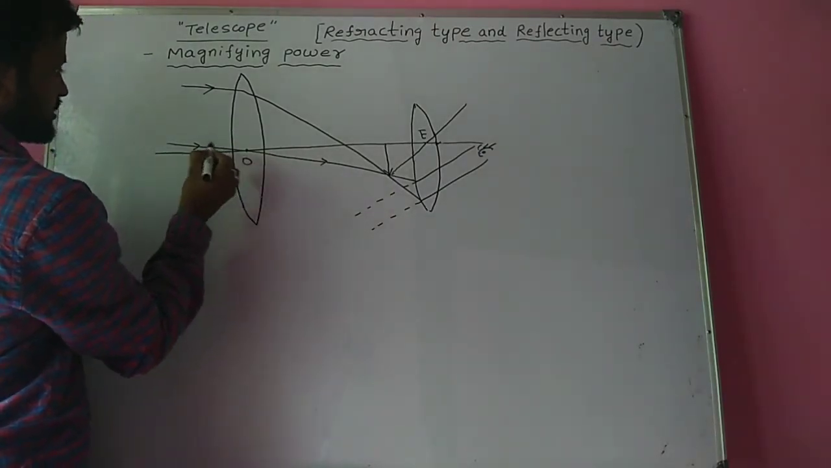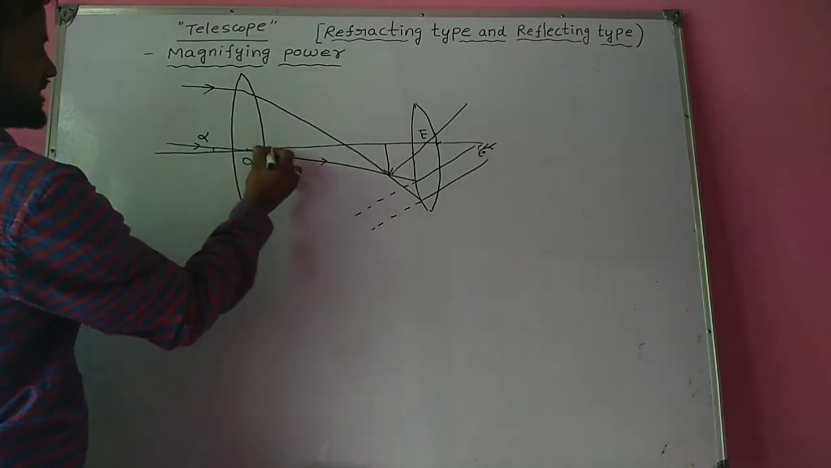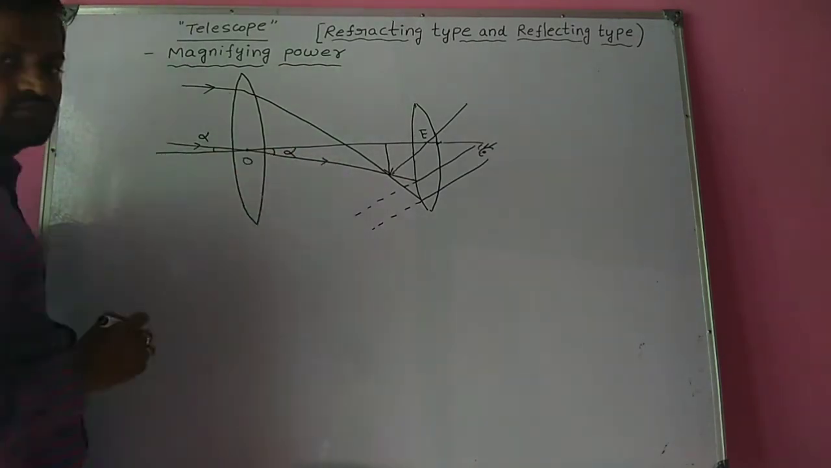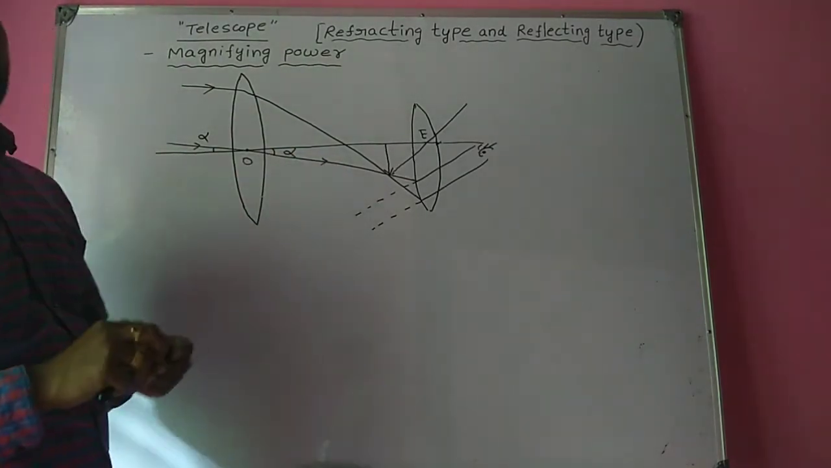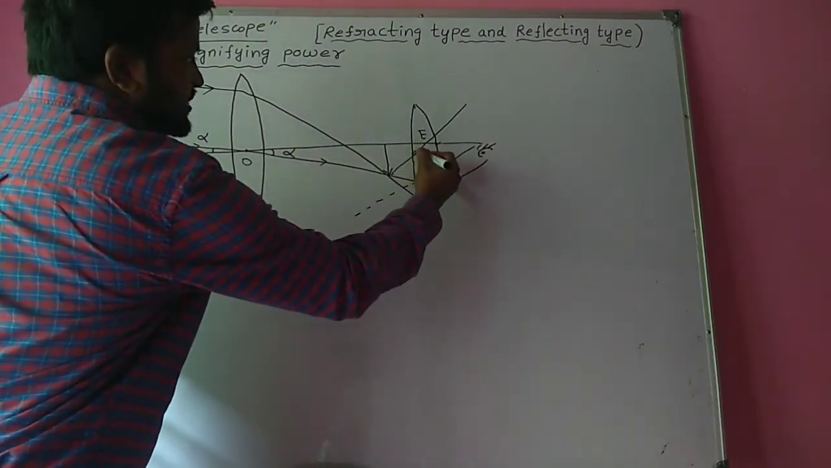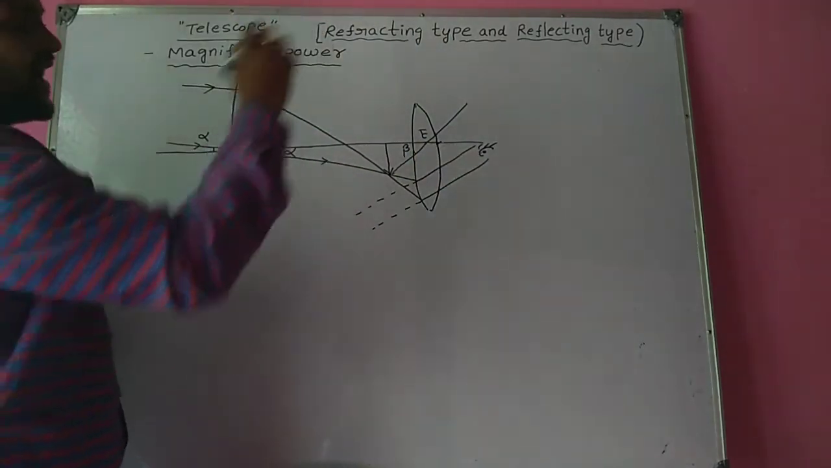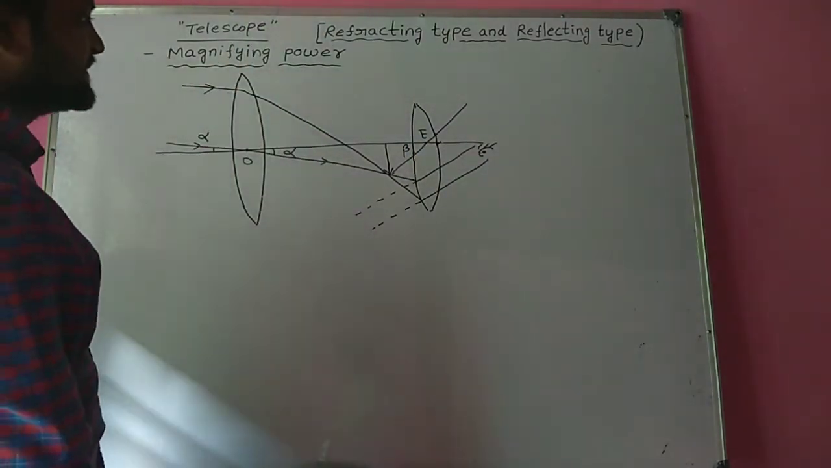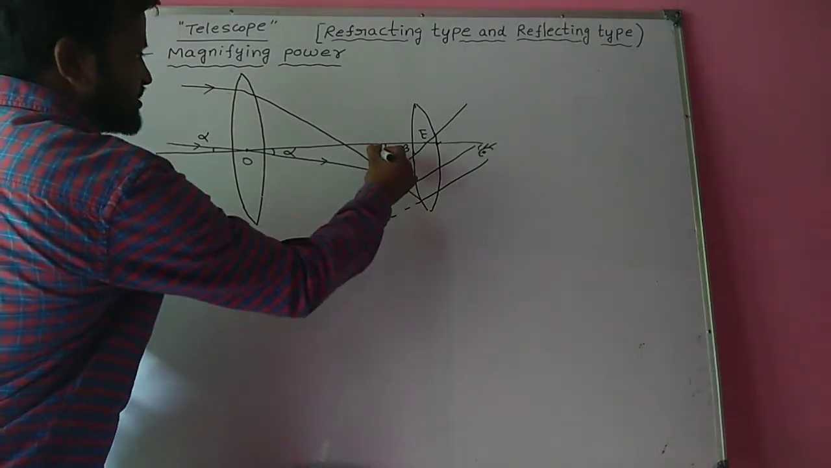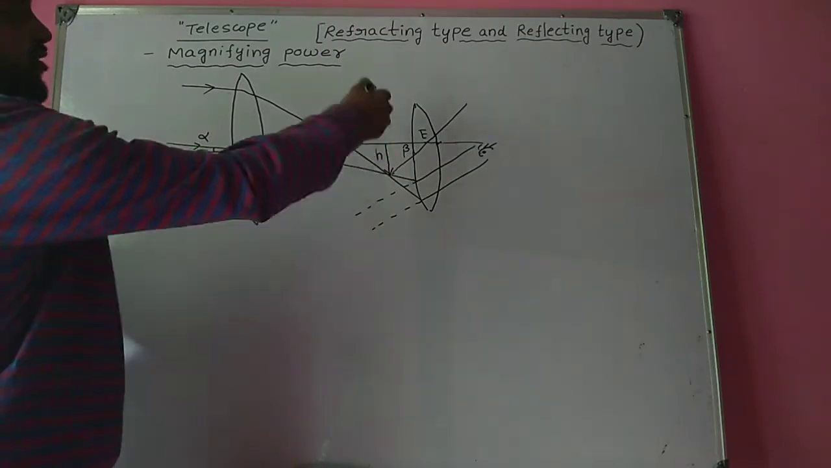Now this is the angle alpha. These are symmetric, so this is also alpha. Alpha is the angle made by the object at the eye. Next, this is beta. Beta is the angle made by the image at the eye. Now, let us consider h. h is the height of the image.